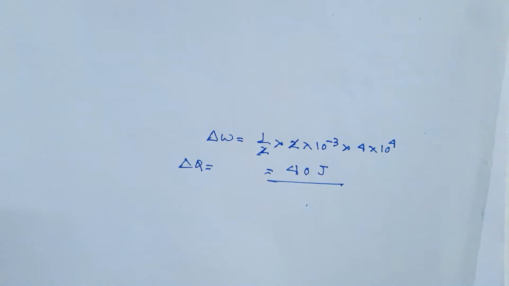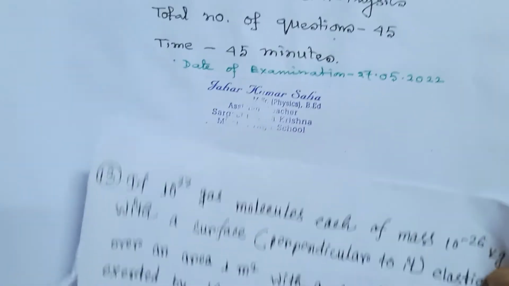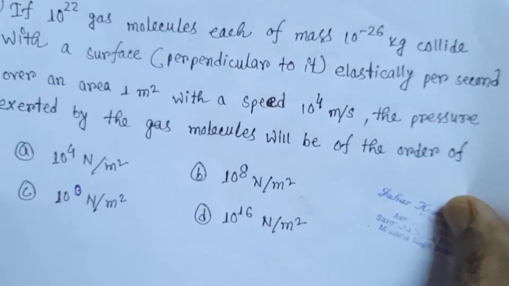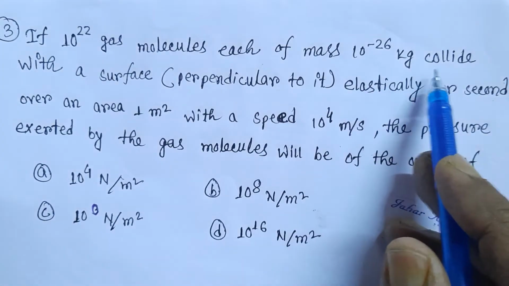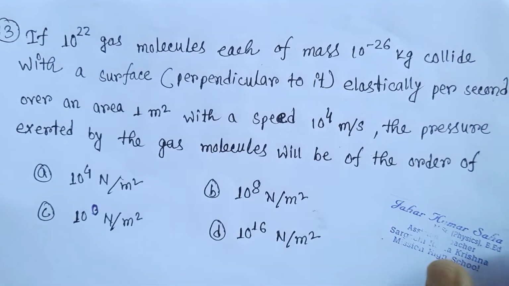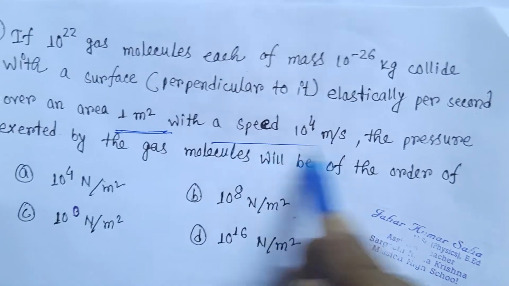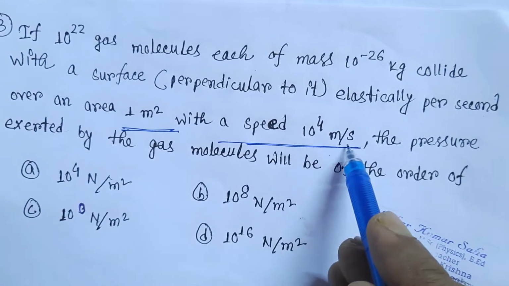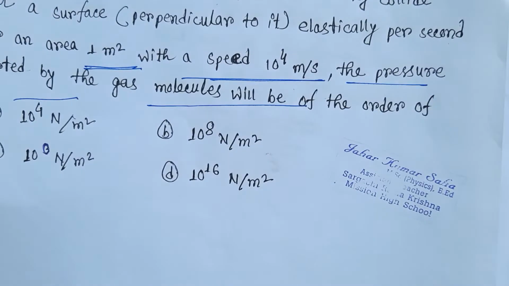Now let us see question number 13. What does it say? If 10 to the power 22 molecules, each of mass 10 to the minus 26 kg, collide with a surface elastically per second over an area of 1 meter square with a speed of 10 to the power 4 meter per second, the pressure exerted by the gas molecules will be of the order of.